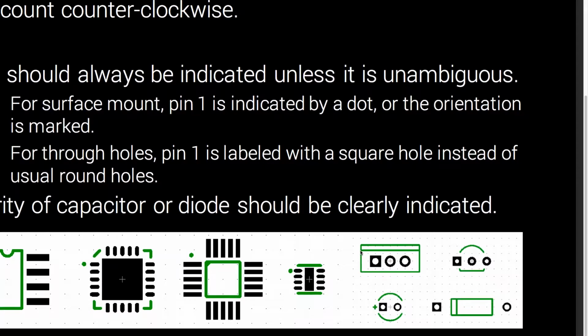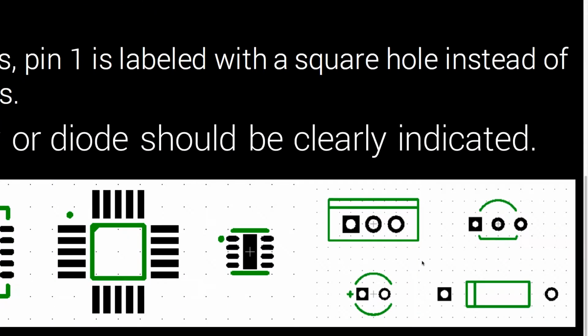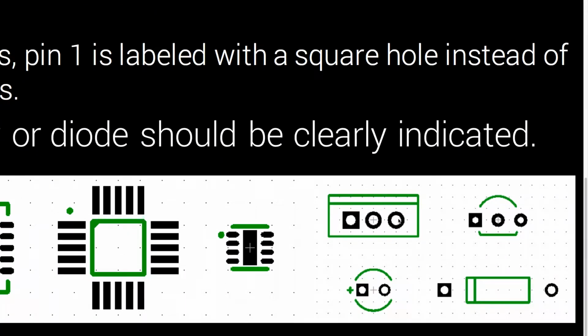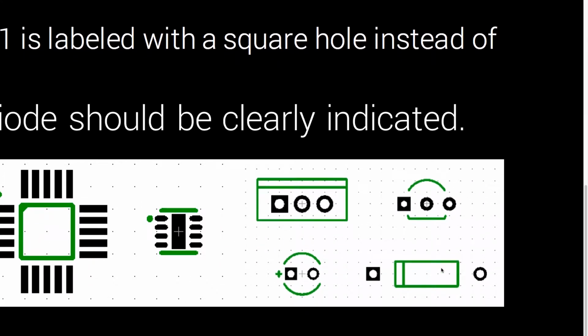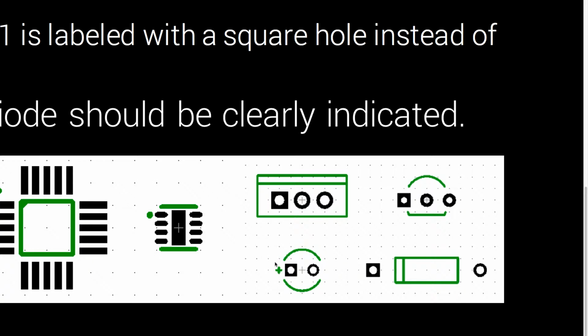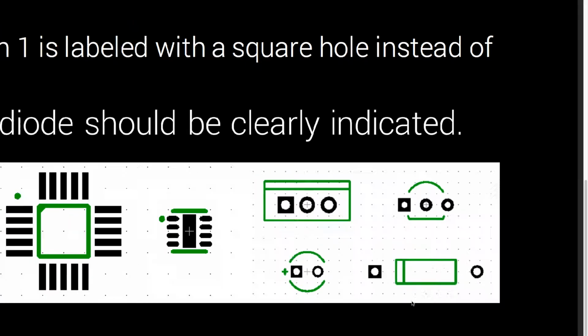And for some of the older versions of components, such as through-hole, the first pin is indicated by a square through-hole, and the rest of them are indicated by a round through-hole. So in that sense, this is pin 1, 2, 3, 1, 2, 3, 1, 2, 1, 2. And for a capacitor, for example, you can see that the positive terminal is labeled with a plus, and for a diode, you see that the cathode is labeled with some sort of band at the end.